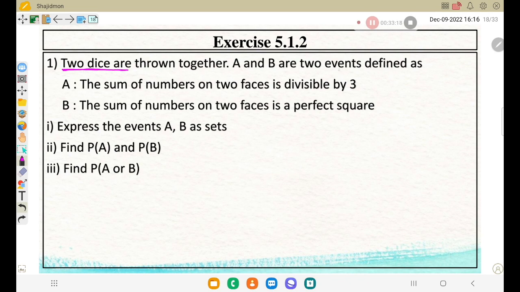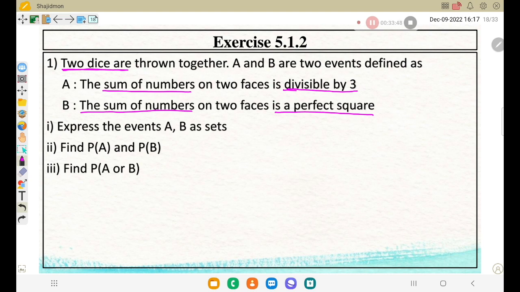A and B are two events defined as follows. Event A means the sum of the numbers on the two faces is divisible by 3. Event B means the sum of the numbers is a perfect square. Then what do we need to calculate? Express A and B as sets. Write the A set and the B set.